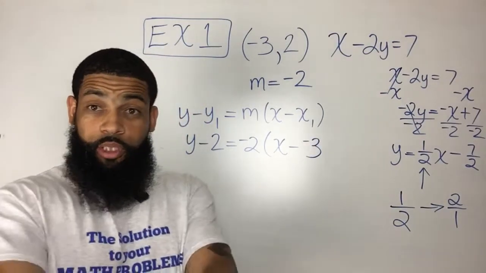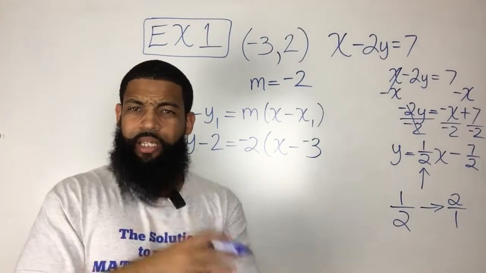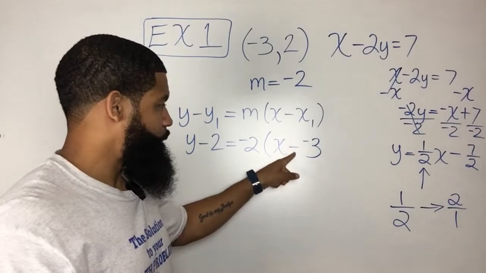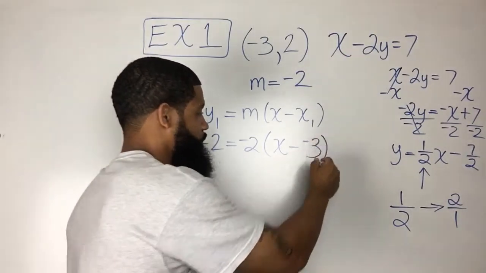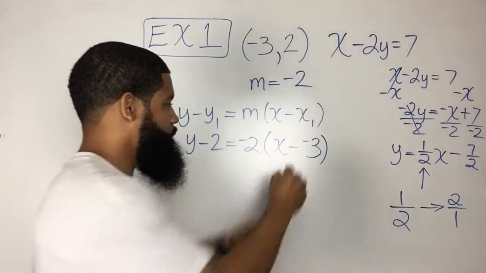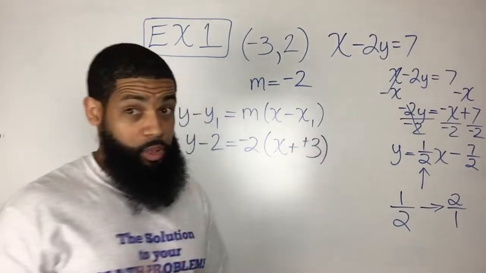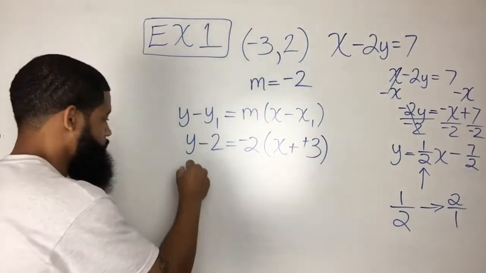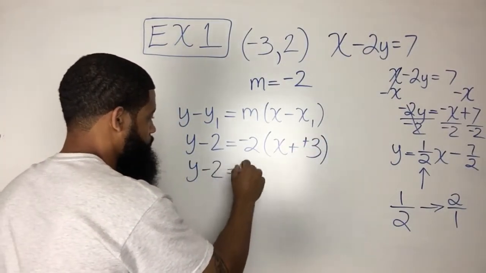But remember, whenever we subtract a negative, it's the same thing as adding. So if I see minus a negative, I'm going to change this and this. So it's really x plus 3. All right, so I'm going to rewrite that for you all.